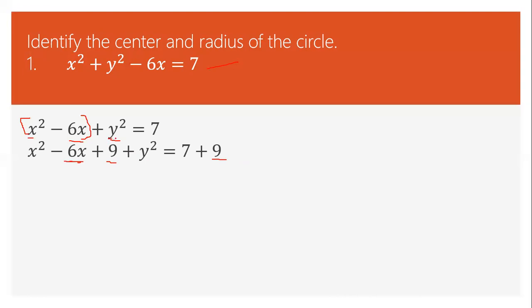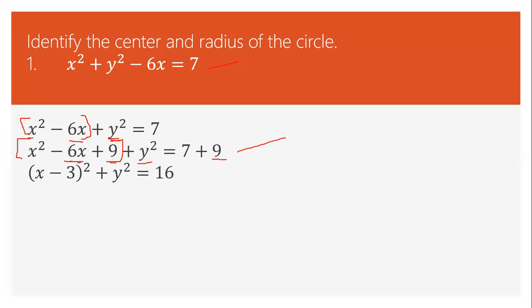For y, wala siya kauban, so just carry it here, y squared. And then we will factor this group, parang sa x na to. So x squared minus 6x plus 9 is the sum of a perfect square.